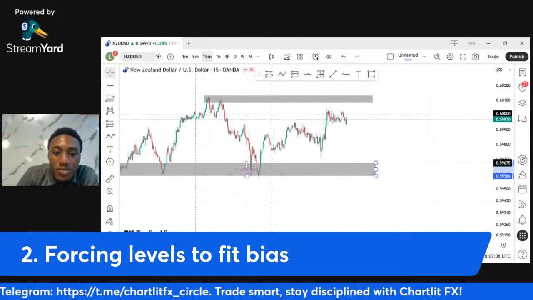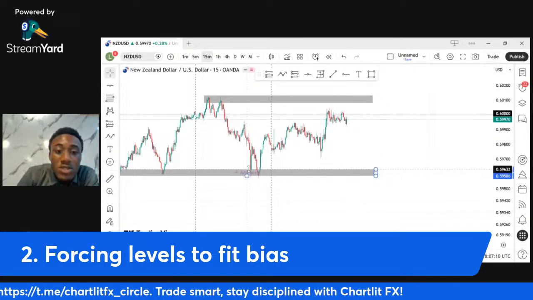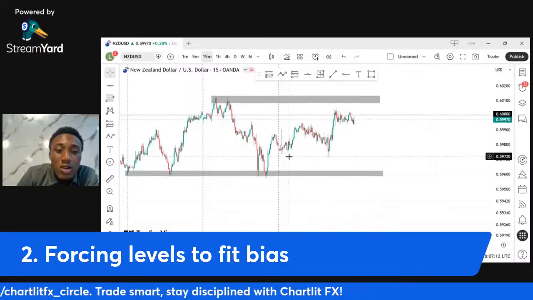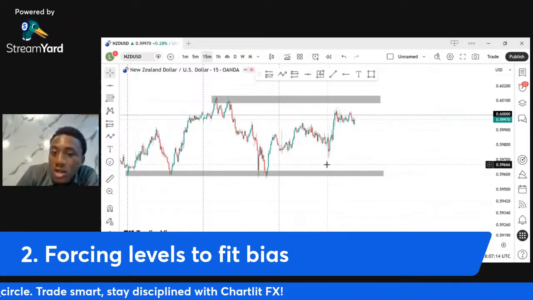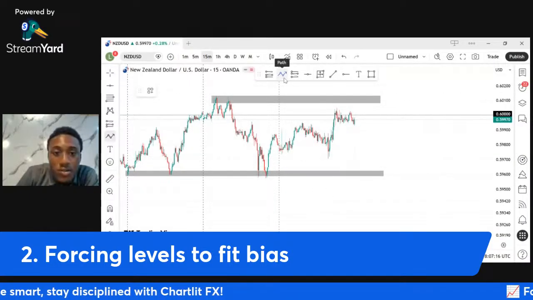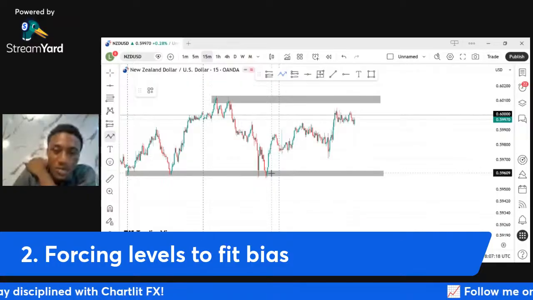Price is going to come down and sweep this level. So you don't force key levels. If it doesn't react on the key level, just leave it be. I learned that the hard way. If it doesn't react here, leave it be.